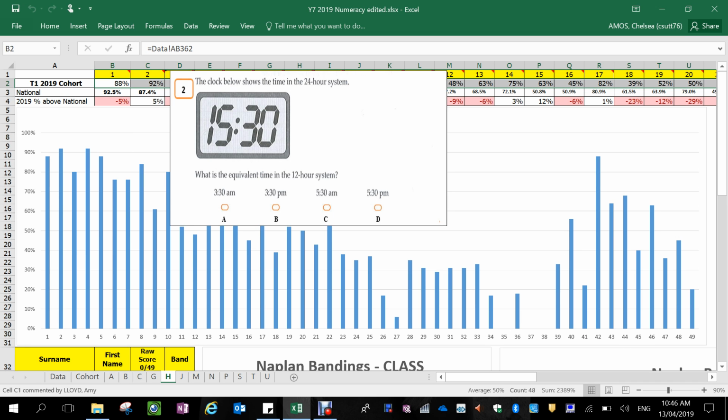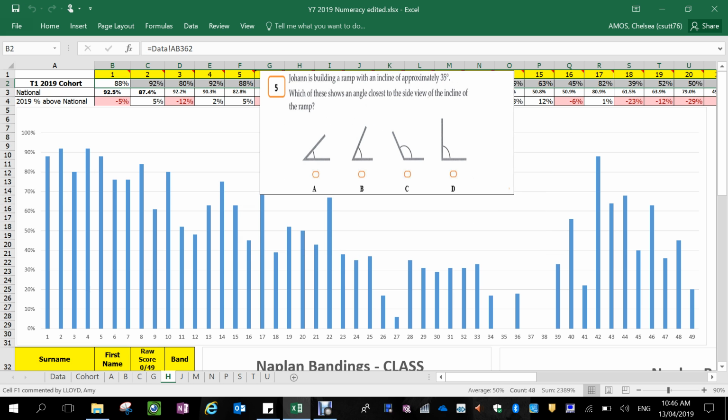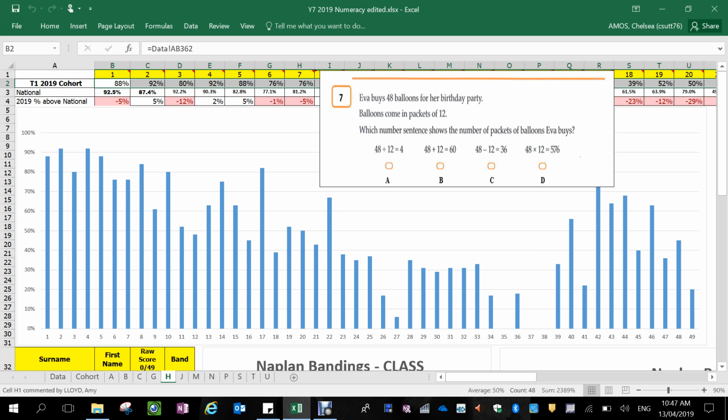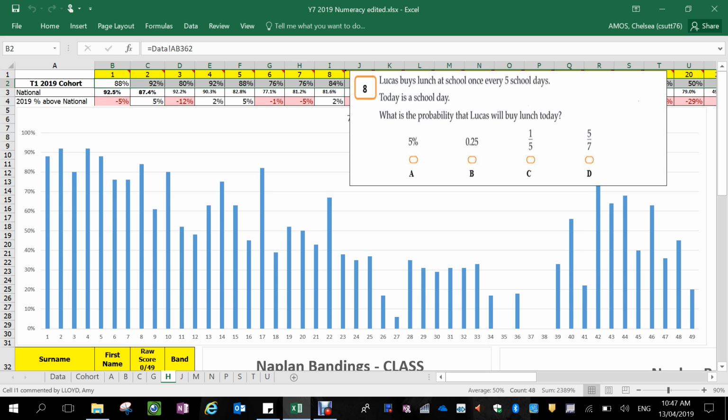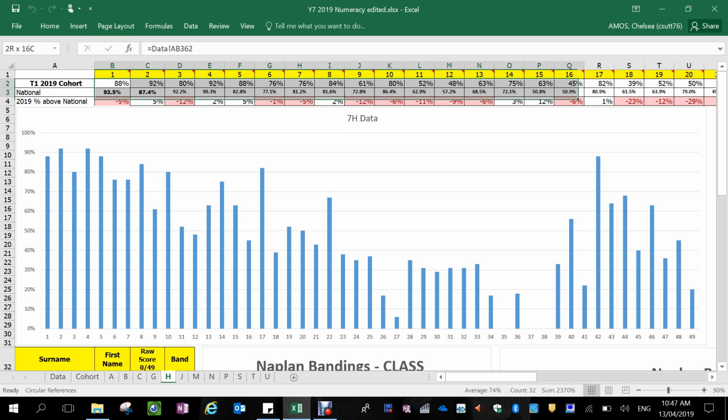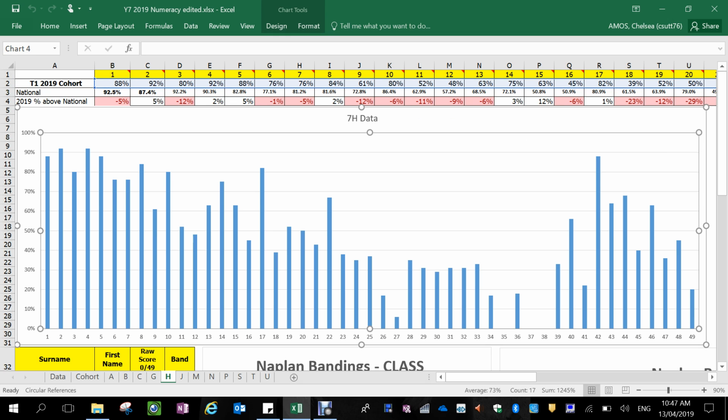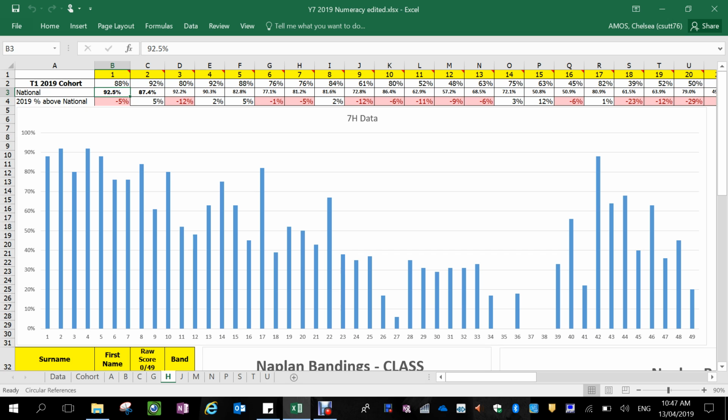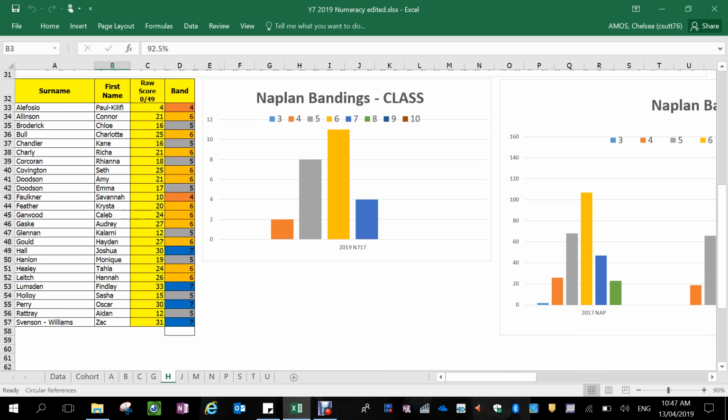So across the top, you can see those yellow numbers. They have been hyperlinked to show you what every question actually was for the paper. And underneath that, you can see the percentage correct for your class. A step below that, we have the nation. For example, in question 1, 88% of 7H got it right and 92.5% of the nation got it right. So if you look at that bottom row, if it is red, it means they sit below nation against those numeracy questions in particular.